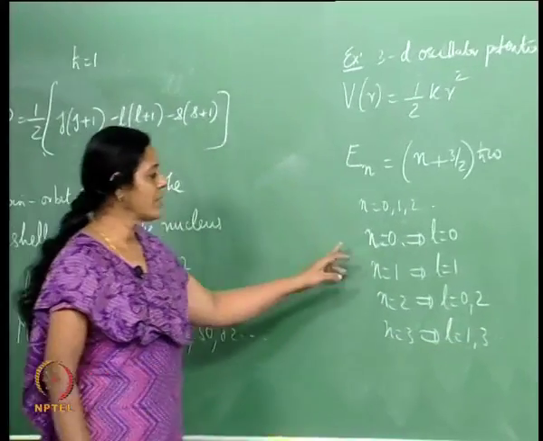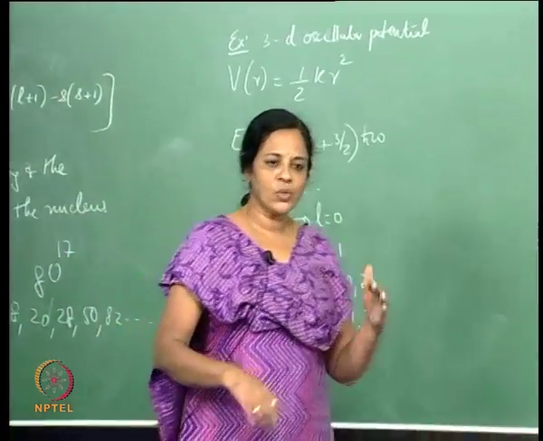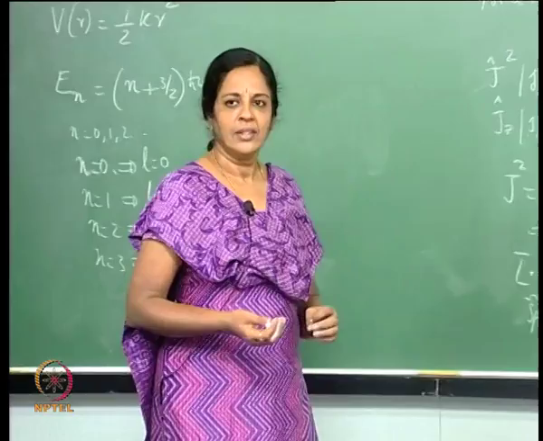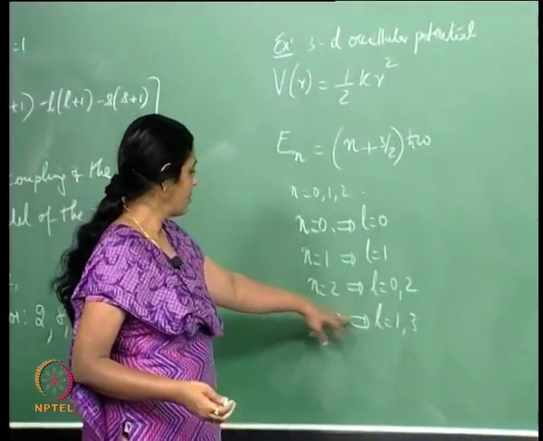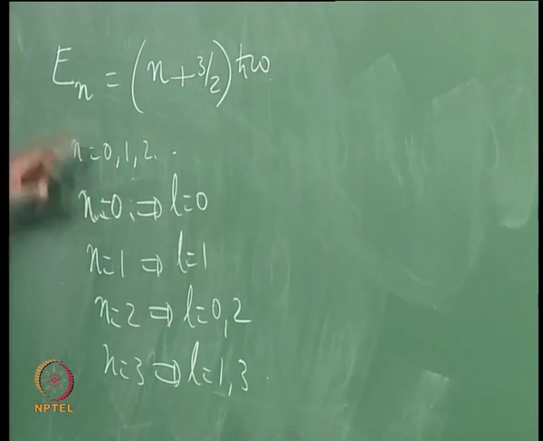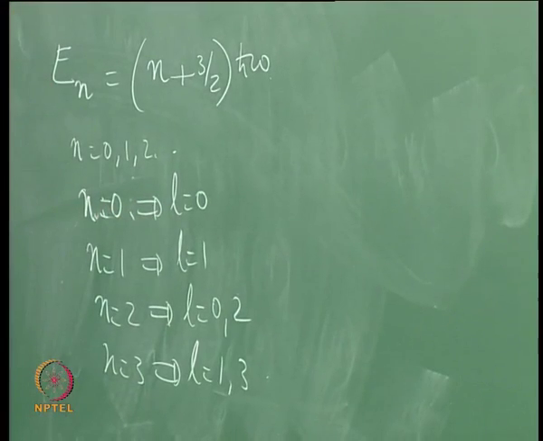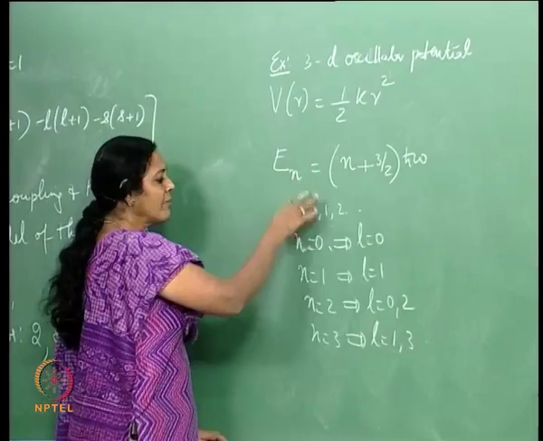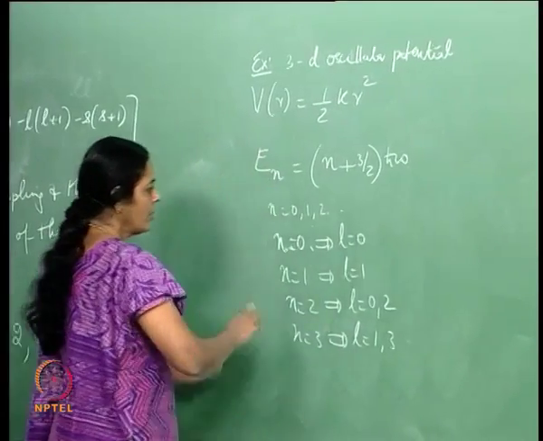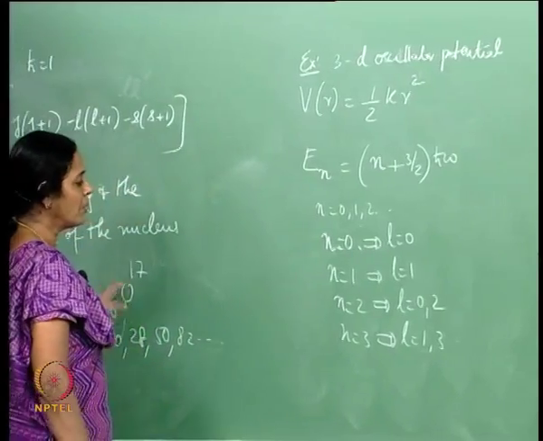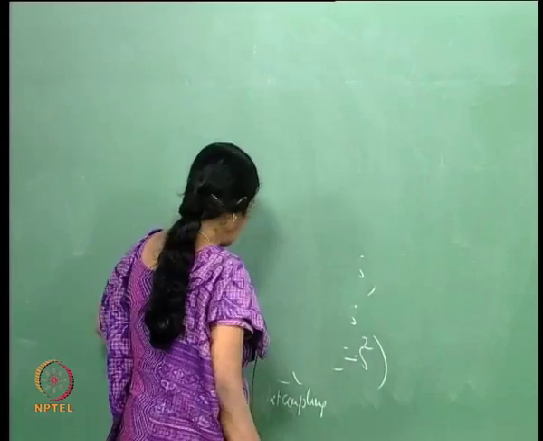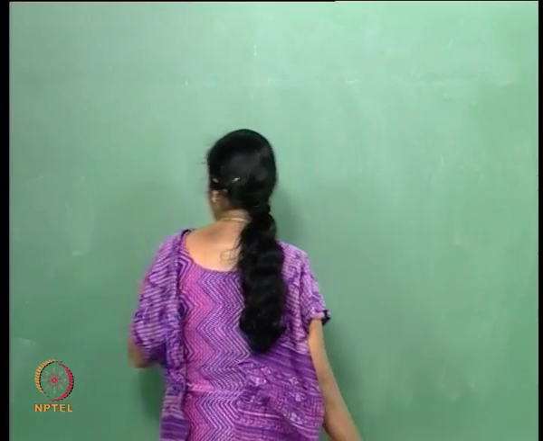So, basically, if n is even, it takes all even values from 0 up to n, and if n is odd, it takes all odd values. So, this would be the constraint between n and L in the 3-dimensional oscillator potential problem. I have not proved this, but let's just take this for granted for the moment, because I want to use this to demonstrate the importance of the spin orbit coupling. And here we see the following.